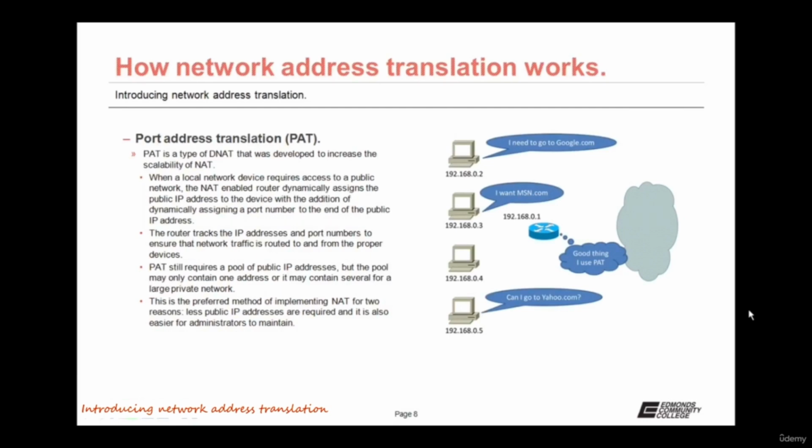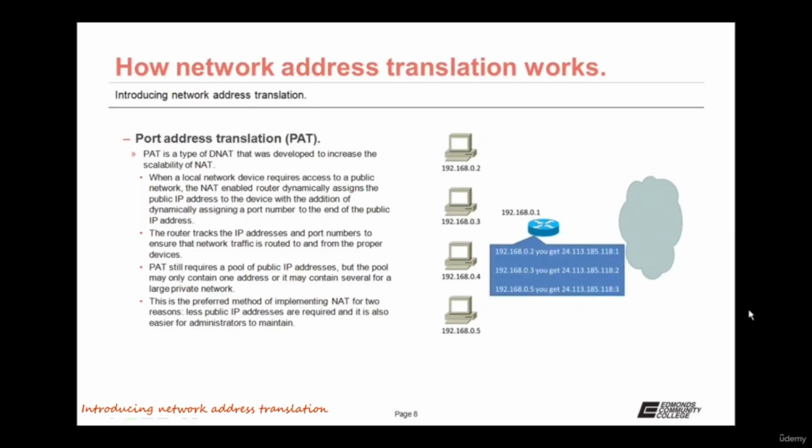And that solution is called port address translation, or in Cisco terms, that would be NAT with PAT. PAT is a type of dynamic NAT that was developed to increase the scalability of network address translation. When a local network device requires access to a public network, the NAT-enabled router dynamically assigns the public IP address to the device with the addition of dynamically assigning a port number to the end of the public IP address.